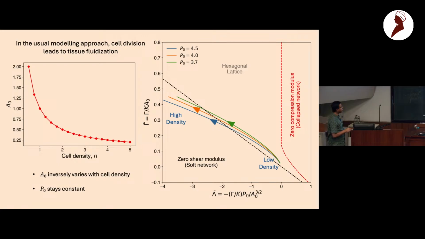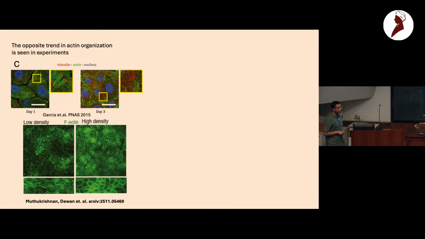If I do so, then I get a trajectory like the following, where at low density I am in this solid phase, and at high density I am in this fluid phase. Basically, what that tells you is that if you increase the density, it will always lead to fluidization, which is what we expect. In terms of this biological picture, we will start with a high junctional actin state and go to something which has a high number of stress fibers. But if you look at the experimental data, this is not the case.